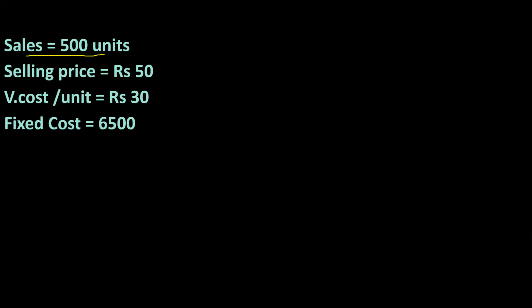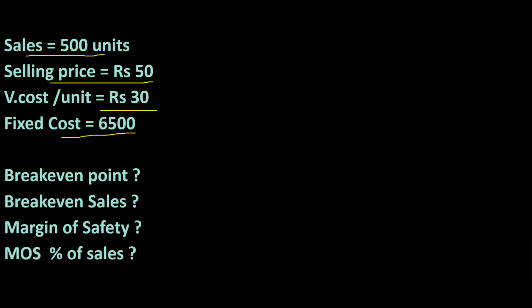Sales is equal to 500 units, selling price is equal to rupees 50 per unit, variable cost per unit is rupees 30 and fixed cost is rupees 6500. They asked us to find out break-even point, break-even sales, margin of safety and margin of safety percentage of sales. So before getting into the sum, I'll explain what is break-even sales.